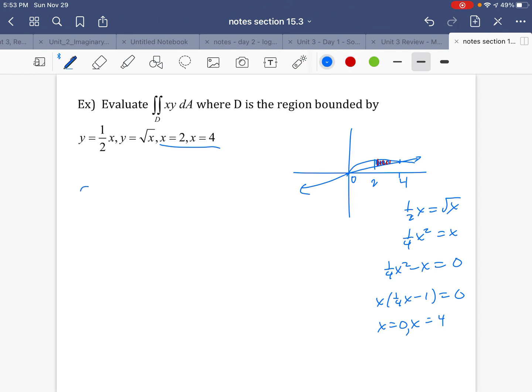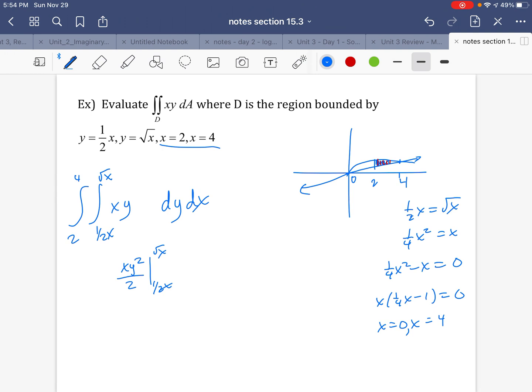All right, so when I do my double integral, I'm going to be doing dy first, because I'm going to go from y equals 1/2 x to y equals radical x. I'm integrating xy, and on the outside I'm going from x equals 2 to 4. All right, so integrating with respect to y, I get xy squared over 2. Do that from 1/2 x to radical x.